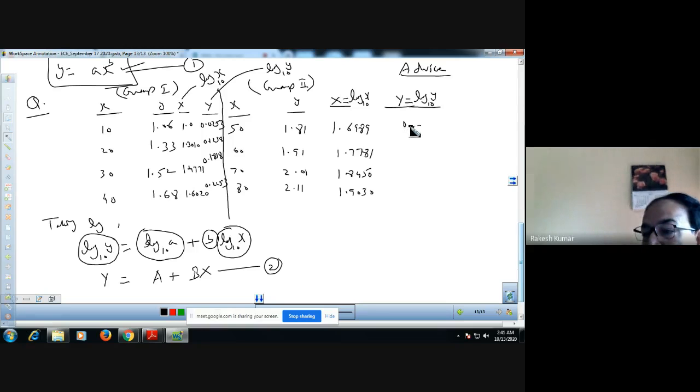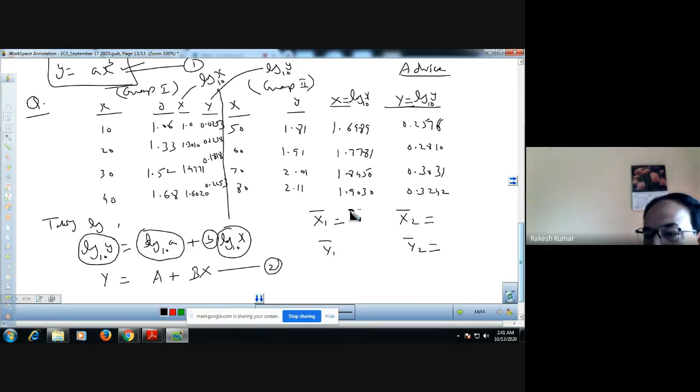And this value is 0.2576, 0.2810, 0.3031, and 0.3243. Now, these are the values we have been able to calculate, and because we have to apply the method of group averages, for this we need x1 bar and we need x2 bar. Similarly, we need y1 bar, we need y2 bar.